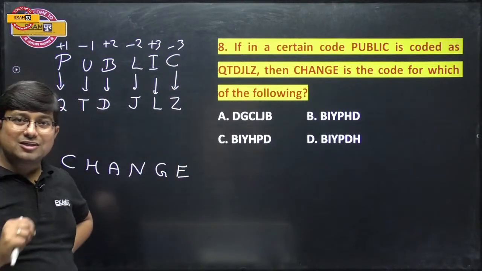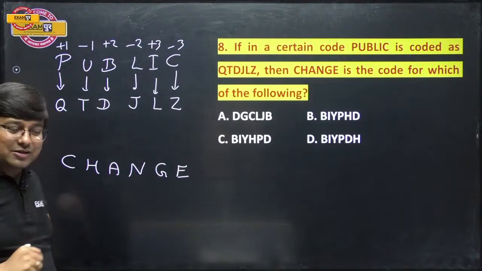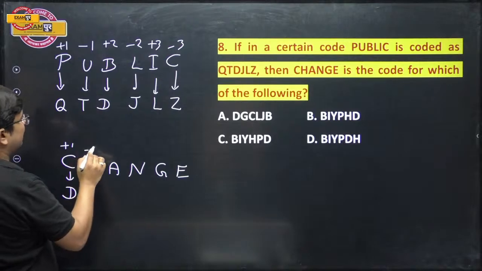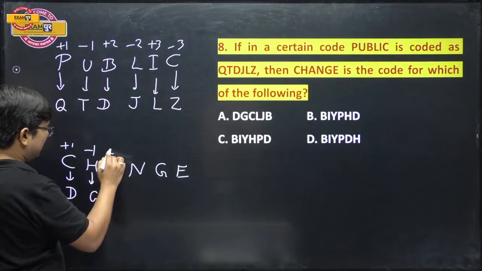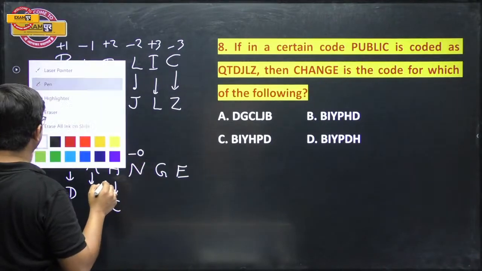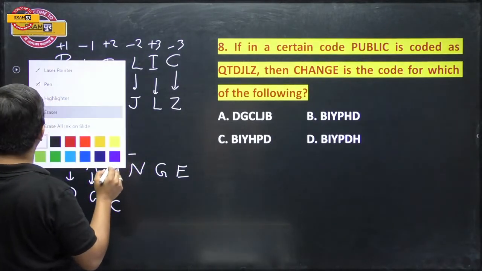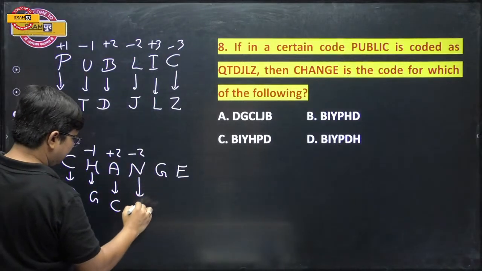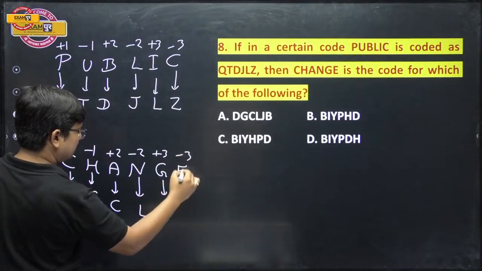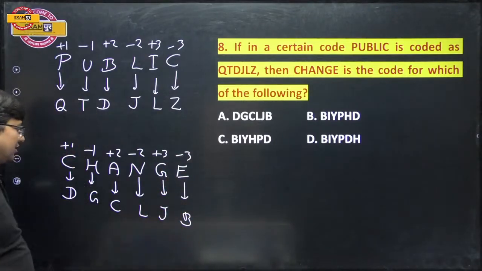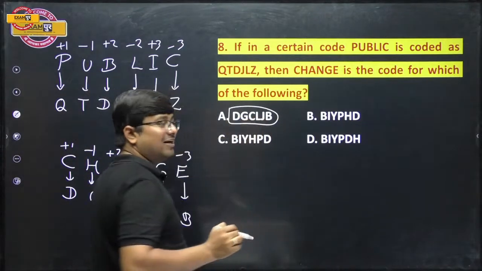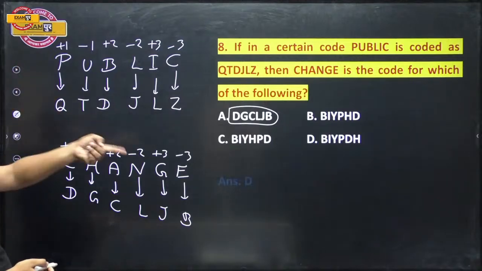And you know what is the biggest mistake that you will be doing? This is the biggest mistake: that I didn't read the question carefully. I will go by this. And now what will happen? Have a look at this. DGCLJB. I will mark DGCLJB. And let us see what will be the answer now.